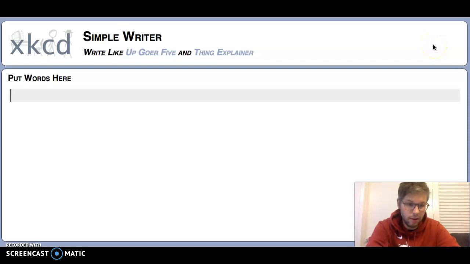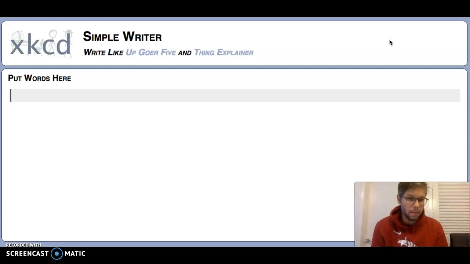Hey guys, so I thought I'd make a quick example here of how you use this word processor called Simple Writer. The purpose of using this is to take things that rely on complex language and break them down into more simple terms so we can actually understand what it is that we're talking about.